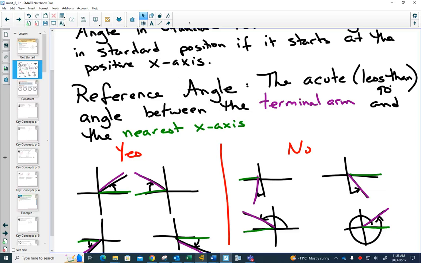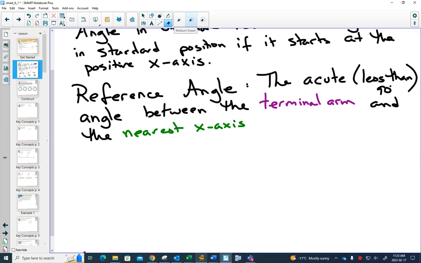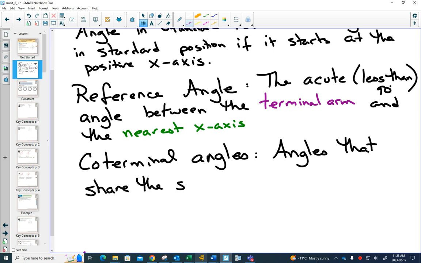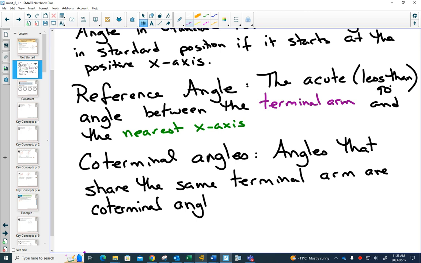And now here is a new definition for us for grade 12. Coterminal angles: angles that share the same terminal arm are coterminal angles.